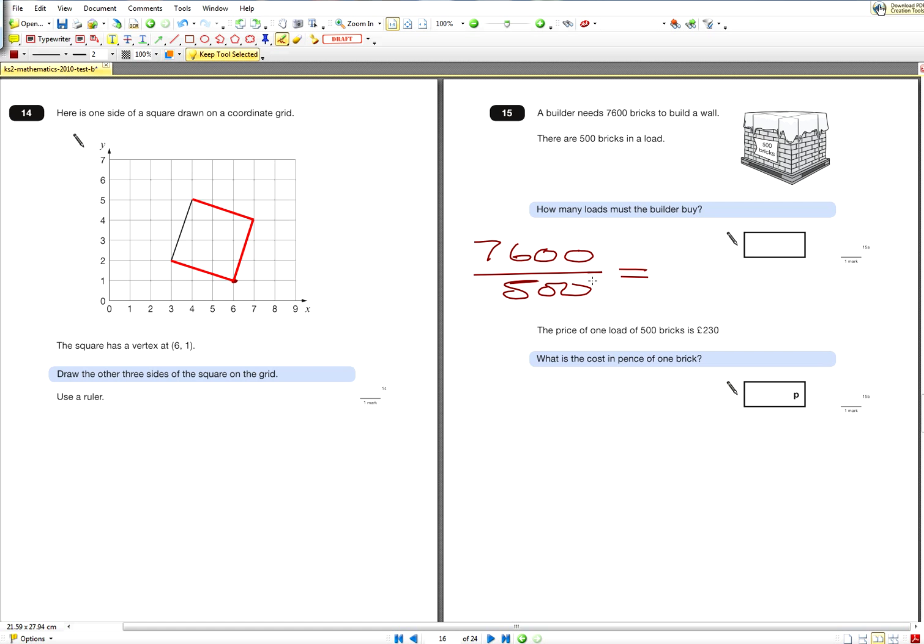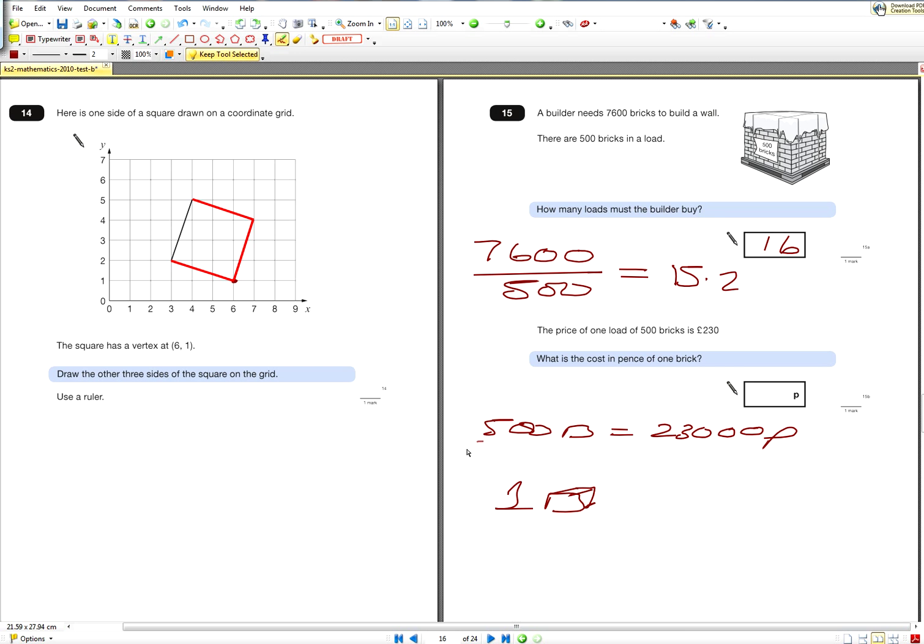Okay. So for number 15, let's just cancel this stuff down. You got 15.2. Now, can you buy 15.2? No. So how much did you actually buy then? 16. You have to round it up because you can't buy 0.2 of a load. The price of one load of 500 bricks is £230. What is the cost in pence of one brick? So we have 500 bricks have a value of 23,000 pence, and you want to find the cost of one brick.